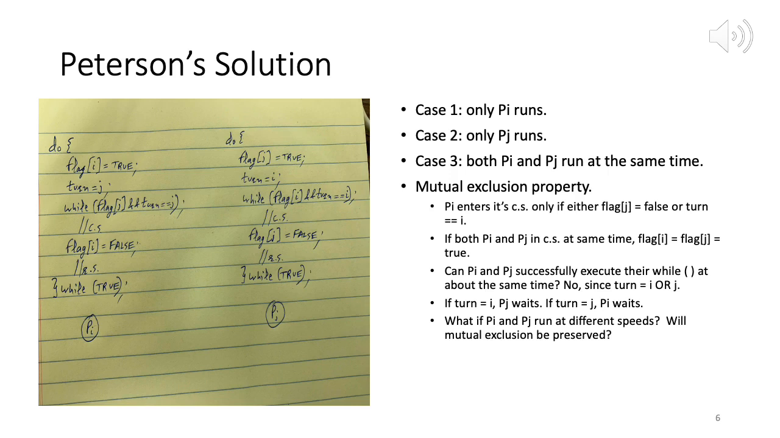So now what process Pi is doing is it's seeing whether flag J is true and whether turn is equal to J. If both are true, obviously Pj is in its critical section and this process will wait right here.